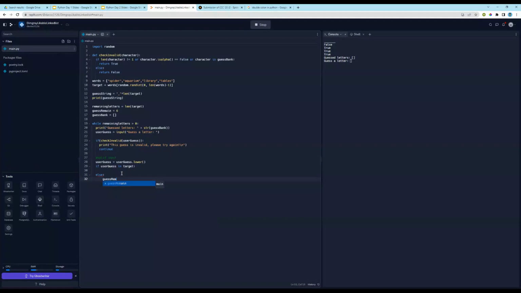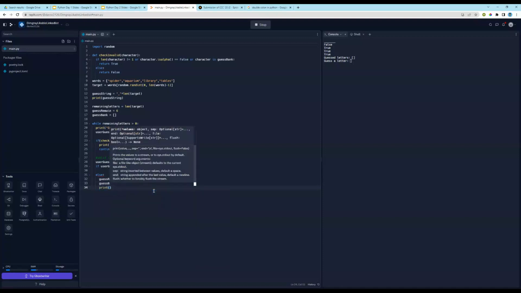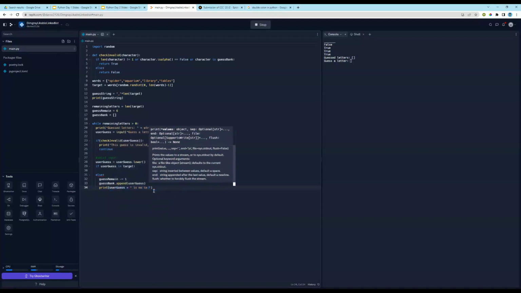If it's not in the targeted word, that means we lost the guess. So guess_remain minus equals 1. And then we have to keep track of the guesses that the person has made. So guess_bank.append(user_guess). And now we have to tell them that they have incorrectly guessed. So we put user_guess plus " is not in the word".